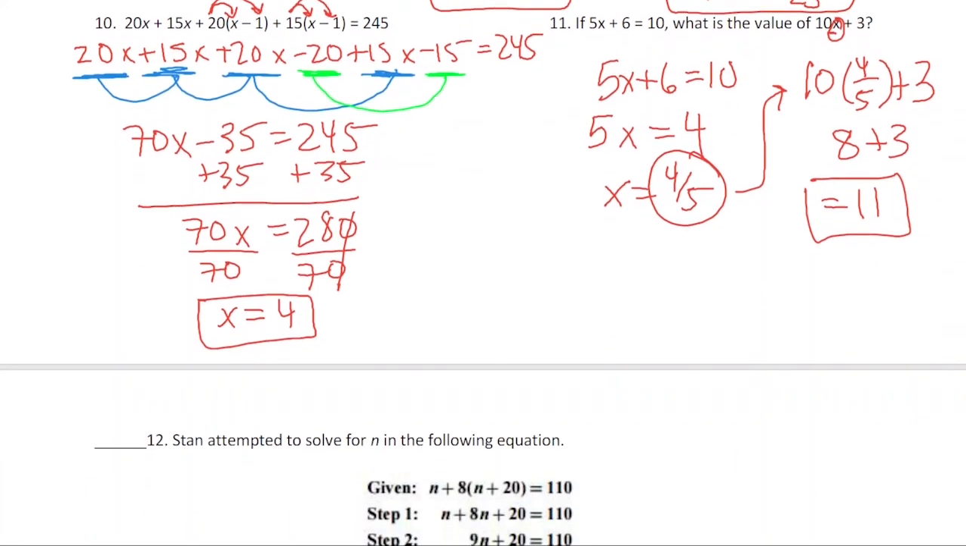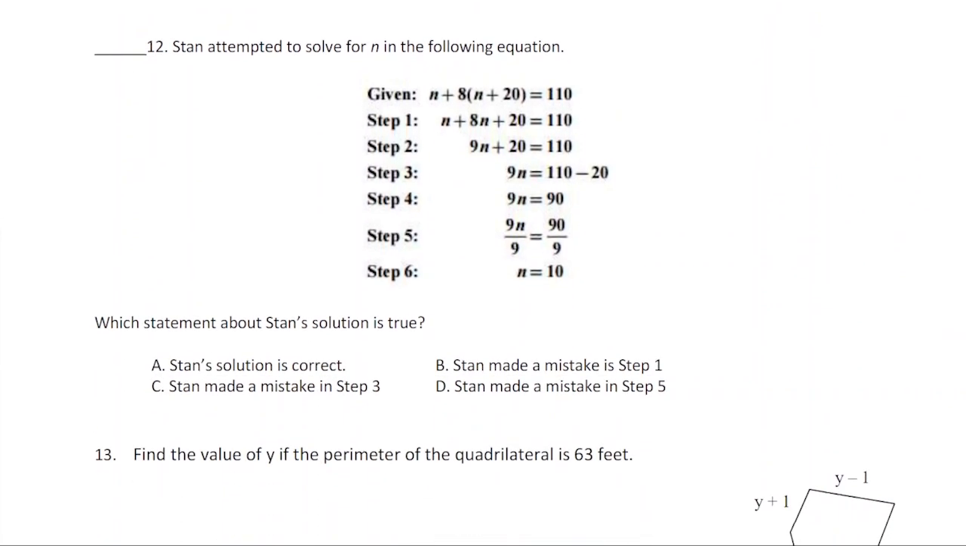All right, moving on. Number 12, our good friend Stan attempted to solve for n in the following equation. It's just asking where's the mistake, or is there a mistake? So let's follow Stan's work here. We are going to distribute the 8, and that would be 8n plus, oh, right away. Come on, Stan. 8 times 20 is not 20. So the first mistake's in step 1.